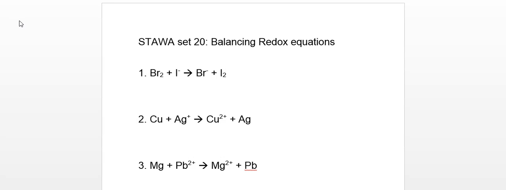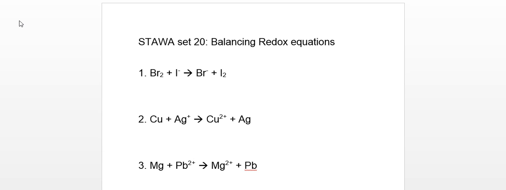Okay, well here we are with STAWA set 20, balancing redox equations. And this is really putting together your skill sets from sets 18 and 19 all together in one package to solve this very useful task of balancing a redox based equation. And this is one of the most useful skills, especially in more difficult and more complex types of equation, which are very prone to errors when you balance by hand, but sometimes work beautifully easily with this technique.